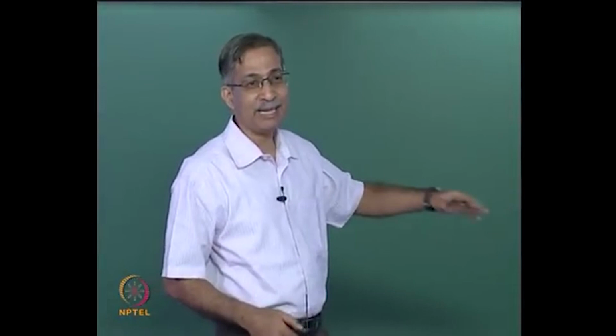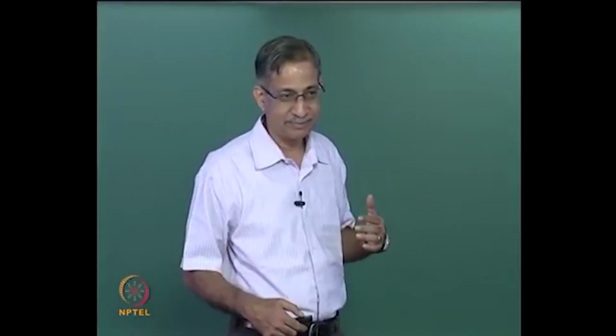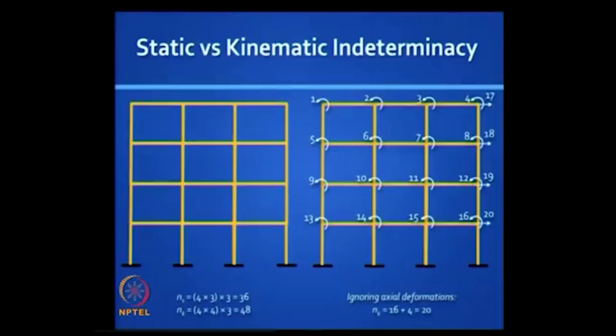It reduces to 16 rotations, but there are 4 sways possible, right, because the whole floor as a whole can move to the left or to the right. So you have 16 rotational degrees of freedom and 4 translational degrees of freedom. So if you make this assumption, then the degree of kinematic indeterminacy is much less than that of the static indeterminacy, and so you will find that the displacement method is a good option.